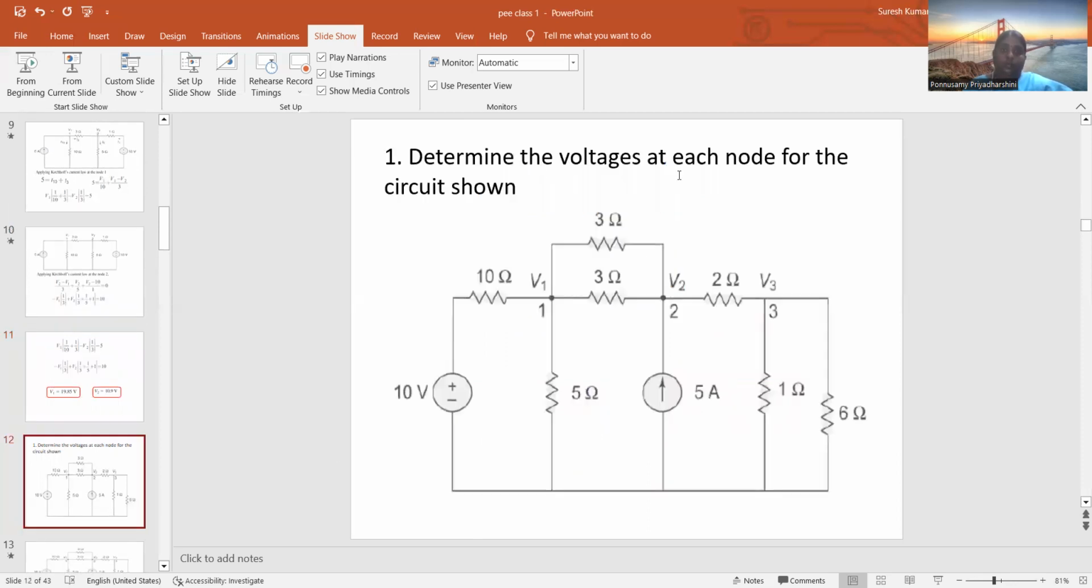The next problem is to determine the voltages at each node of the circuit shown. So how many nodes do we have to fix? That is node 1, node 2 and node 3. The resistances are 10 ohms, 3 ohms and 3 ohms, 2 ohms, 5 ohms and 1 ohm. The sources are 10 volt and 5 amps. So here they have connected like this.